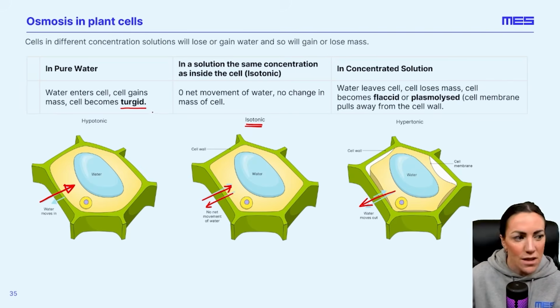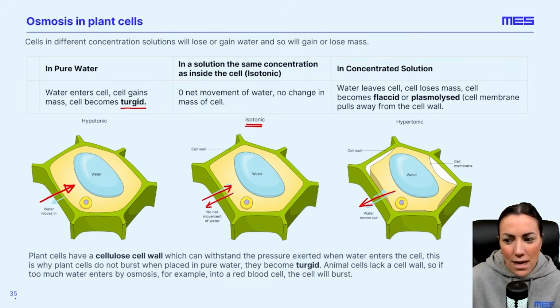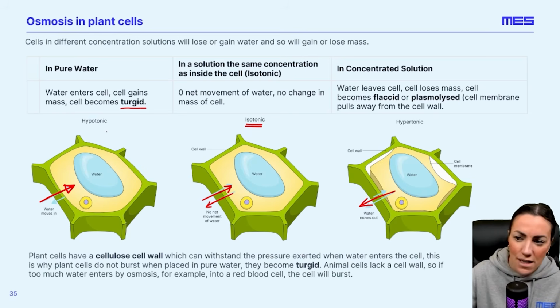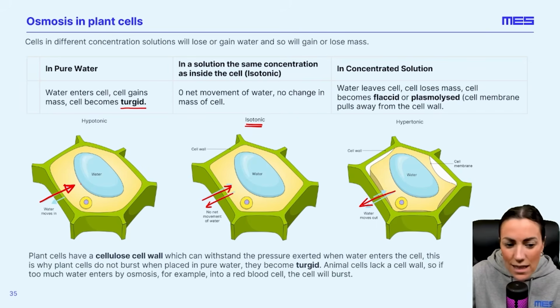But these terms, turgid, flaccid, plasmolysed, we only use them for plant cells. Plant cells are unique because remember they have a cell wall made of cellulose and it's strong, so they can withstand the pressure exerted when water enters the cell. So in this first example here, if you place a plant cell in a very dilute solution like pure water, water moves in. We say it becomes turgid because the cell wall is strong enough to withstand that pressure. So the plant cell would not burst, it would become turgid.